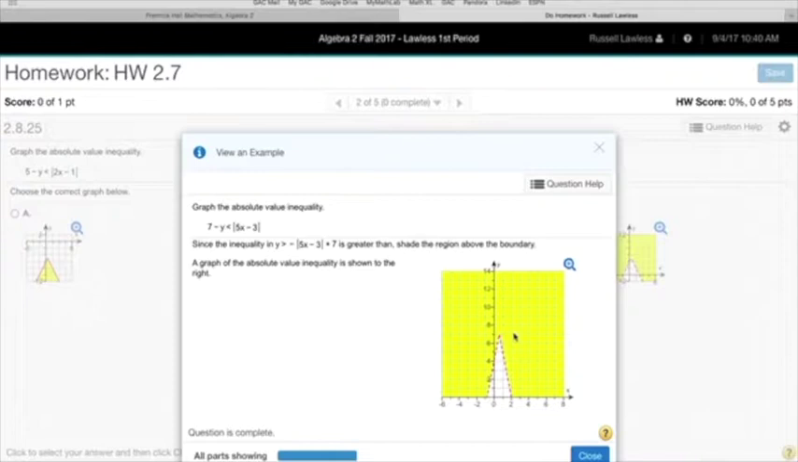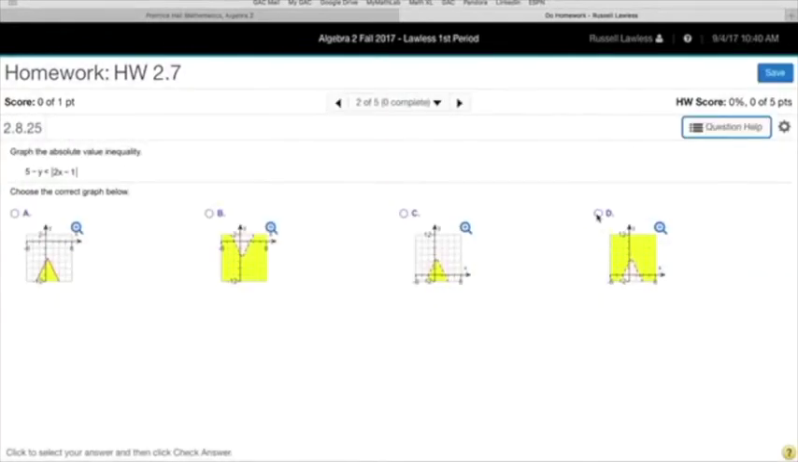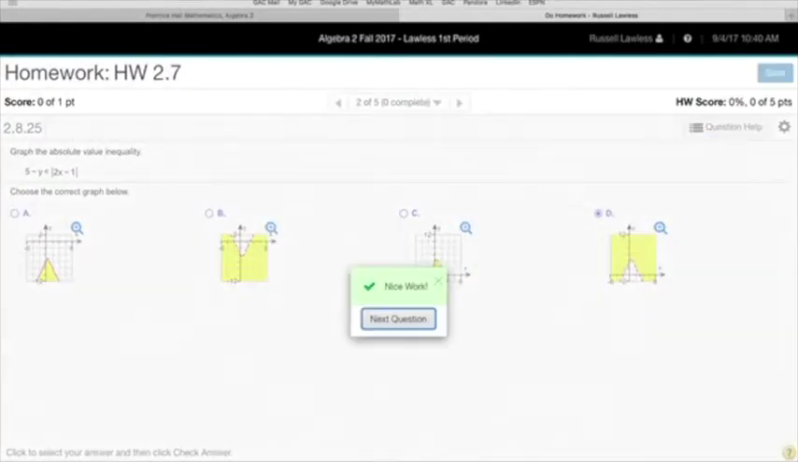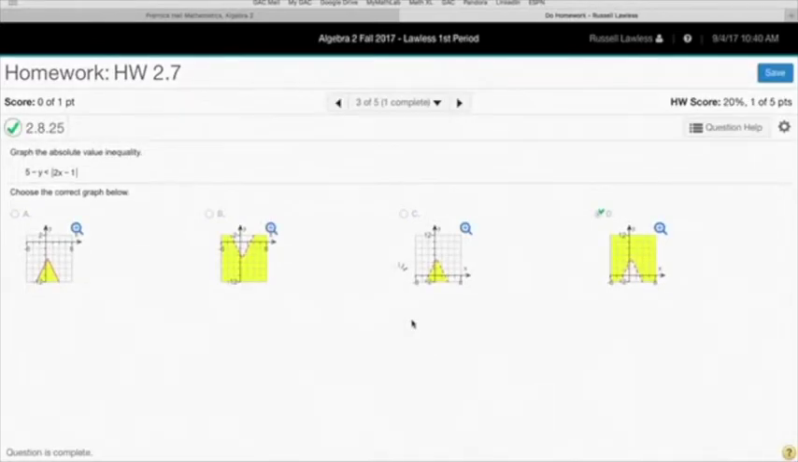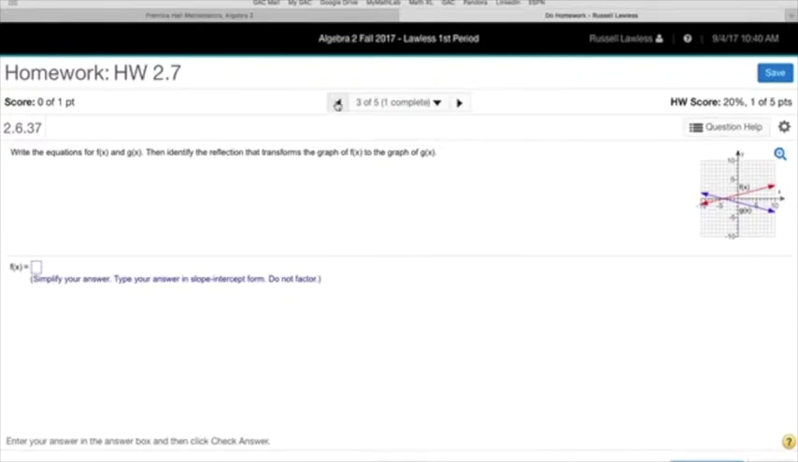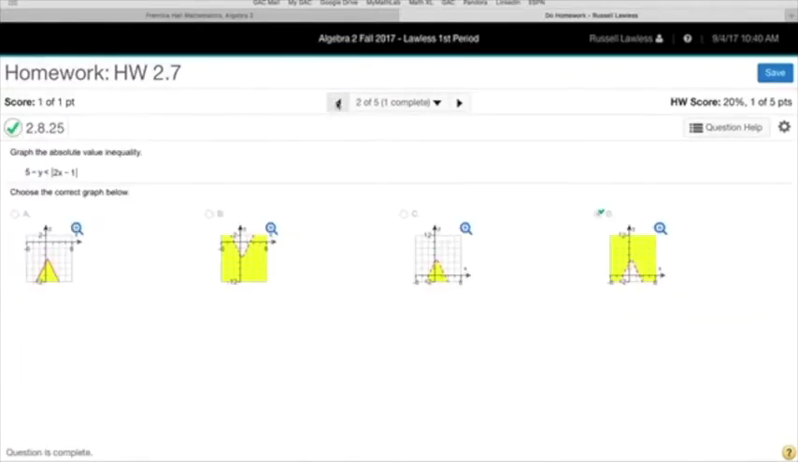However, it's different here. So that means you can't just go back and say, I'm going to click this one because it's shaded above. More than likely that was right because it's solving that similar problem. But again, we need to know how to do this in real life, so you can't just pick it and go.